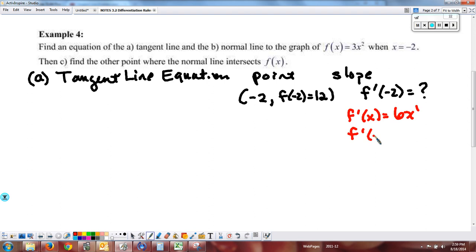So f prime of negative 2 is going to give me negative 12. And as soon as you have a point and the slope, you can write your equation of the tangent line. y equals your slope, negative 12, times (x plus 2), plus your y value, 12. And then we're done. See how much faster the problems are once we start getting in these shortcut rules.